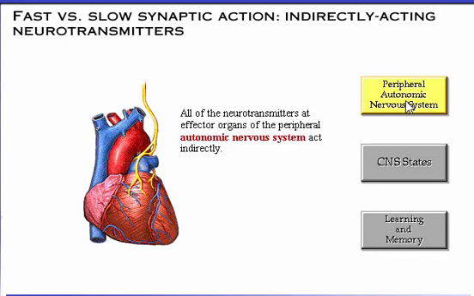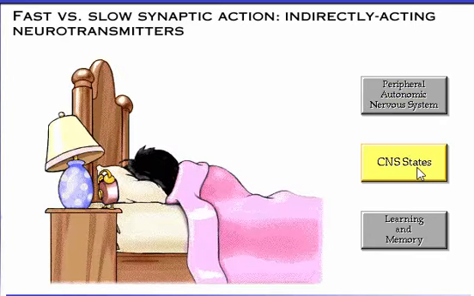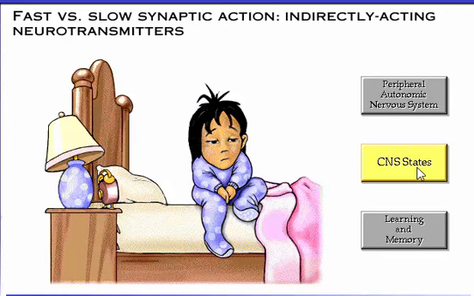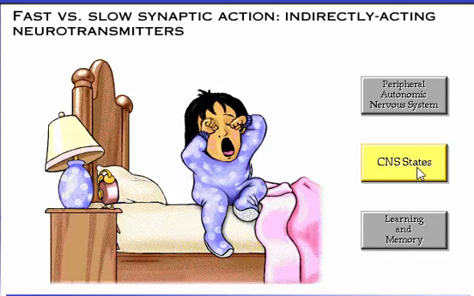Norepinephrine, acetylcholine, and serotonin, another central nervous system neurotransmitter, all produce state changes in the central nervous system. One important example is the change from the sleep state to wakefulness to attentive arousal.